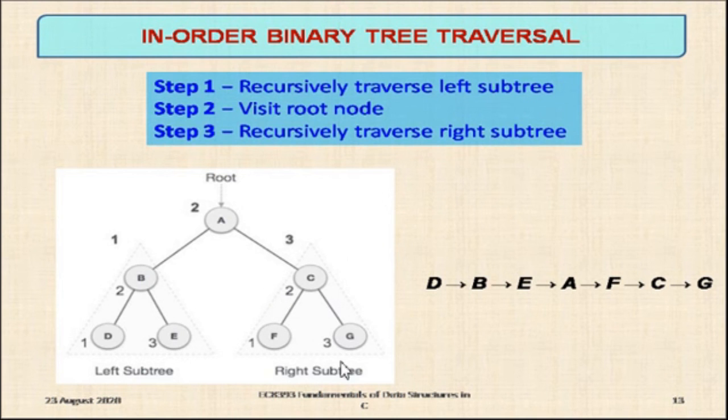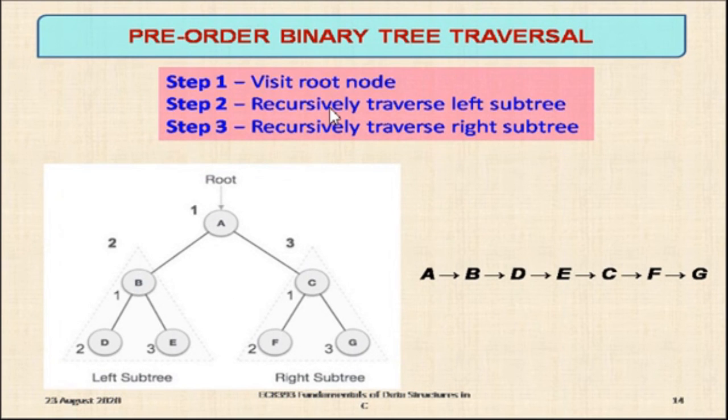Traverse the right subtree: F. Then visit the root C. Then traverse the right subtree: G. So this is the way we traverse using the in-order technique. Normally this technique is used to sort the data items available in a tree. Then coming to the next technique, pre-order binary tree traversal.